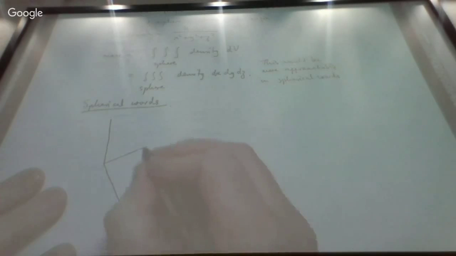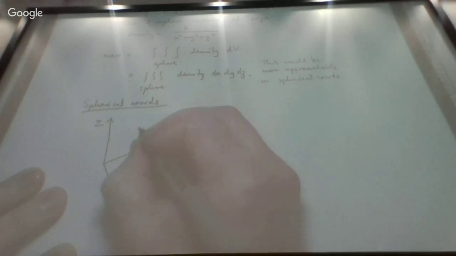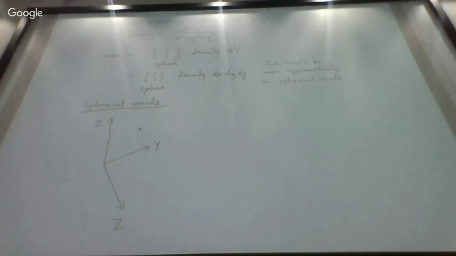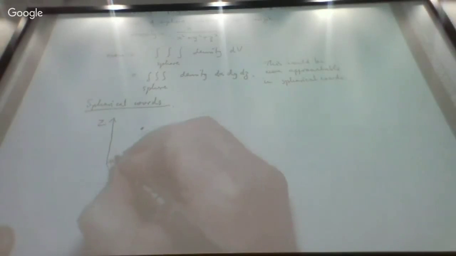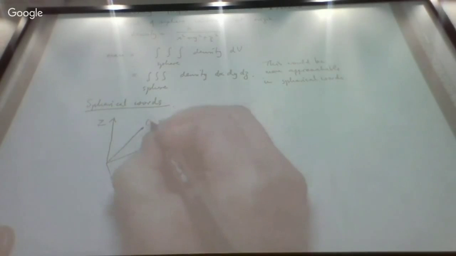So we've got our x, y, and z Cartesian coordinates that we're familiar with. And the point up here is hovering there in the positive x, y, and z octant of 3 dimensions. So while this point has coordinates x, y, and z, you can also describe it in polar coordinates.